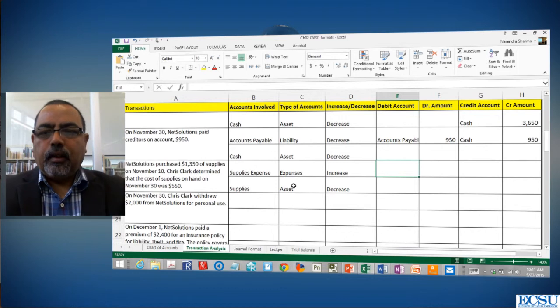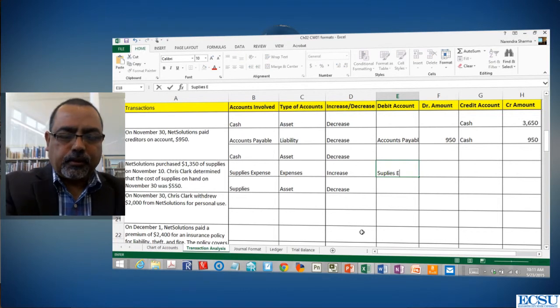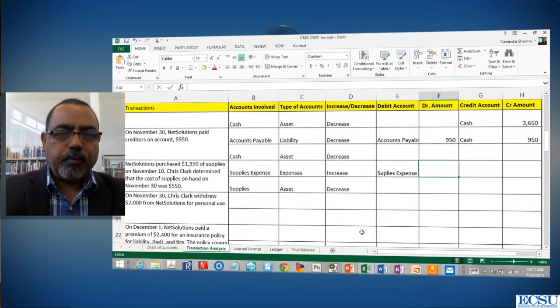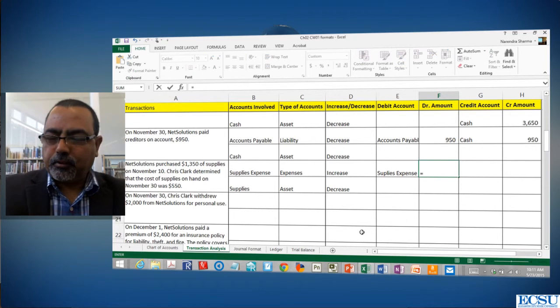Now here, therefore, if you use the rule of debit and credit, what you're going to do is debit the supplies expense. And what would be the amount? Of course, now this is a little tricky. We have 1,350 of supplies purchased. Now I'm left with 550. So what are the supplies actually I have used? That will be the difference between the two.